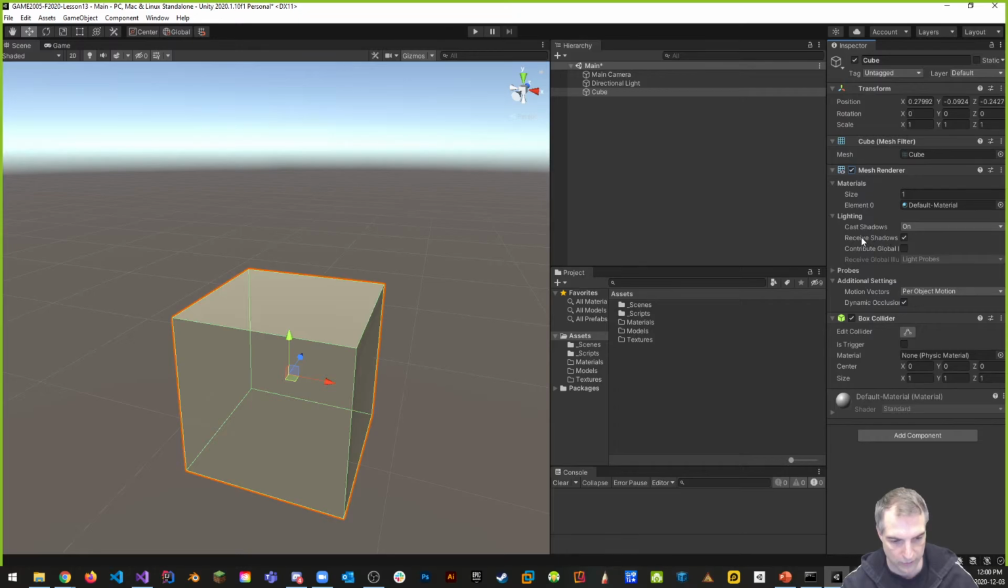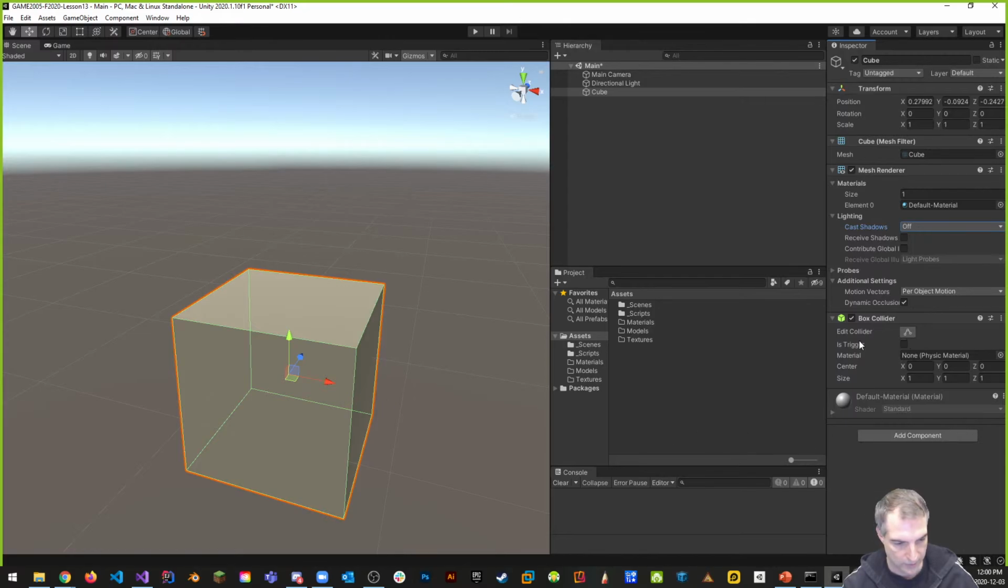It also either receives shadows and casts shadows. For now, what I want to do with this cube is I don't want either. I don't want it complicating the scene for us to detect stuff. So let's remove receive shadows, and let's remove cast shadows. So lighting, how the mesh renderer is going to affect the scene, it's not going to either receive nor send shadows out from a lighting.